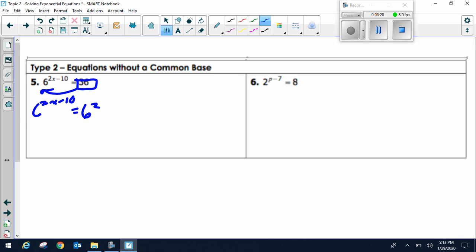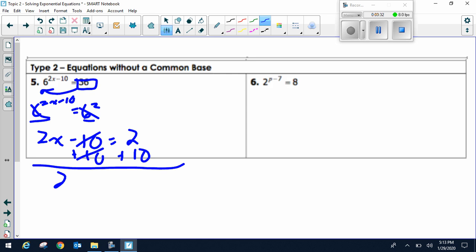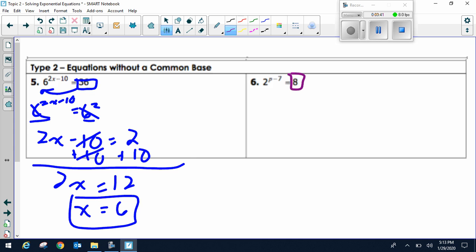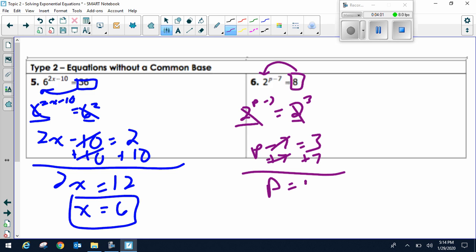Because I now made it with the same base, now you just do it the same way. Those bases drop. 2x minus 10 equals 2. Add 10 to both sides. So 2x equals 12. So x equals 6. Same thing over here. I can change 8 so that it has a base of 2 by doing 2 to the third. So now that they have the common base, those bases will drop. So it's p minus 7 equals 3. We're going to add 7 to both sides. So p equals 10.